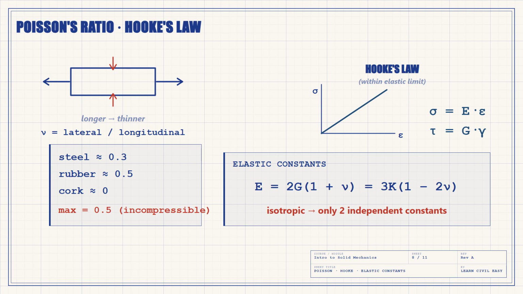Now, the law that ties stress to strain: Hooke's law. Within the elastic limit, stress is proportional to strain. Direct stress equals E times strain, where E is Young's modulus. Shear stress equals G times shear strain, where G is the modulus of rigidity. And for volume change, K, the bulk modulus. These three are not independent. They are bound by this golden relation: E equals 2G into 1 plus nu, equals 3K into 1 minus 2 nu. Give an examiner any two and you can find the third. And remember, for an isotropic material, there are only two independent elastic constants.